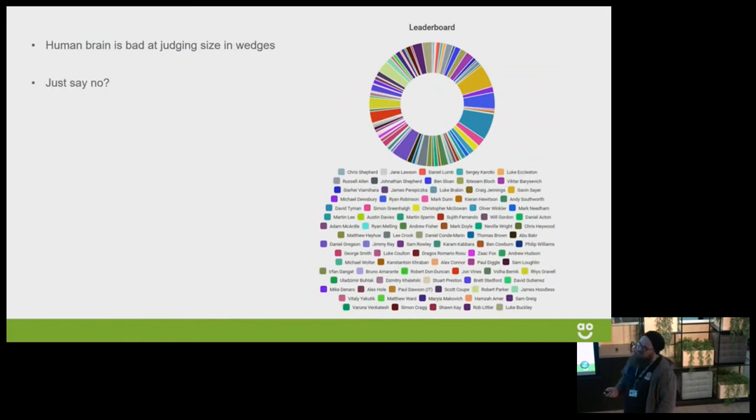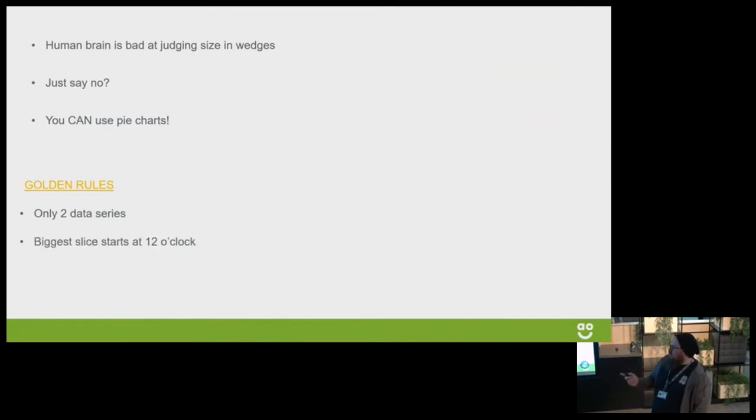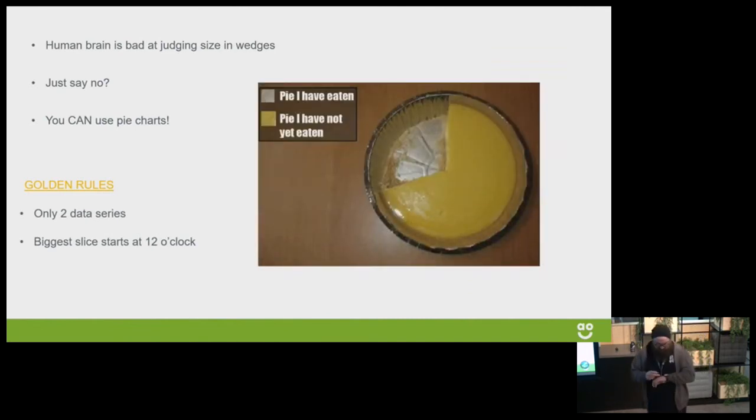So is it a case of just saying no? Is it like 3D effects, which is like, no, under pain of death, never ever do it? I say you can use pie charts. I'm sure that will please some people. There are just some golden rules that you absolutely have to follow. So only two data series. Let's reference Brexit again. If it's Remain and Leave, that works in a pie chart. If it's Remain, Leave, not sure, that doesn't. As soon as you go past two data series, don't use a pie chart. And the biggest slice always starts at 12 o'clock. So in terms of best practices for pie charts, this is perfectly acceptable.